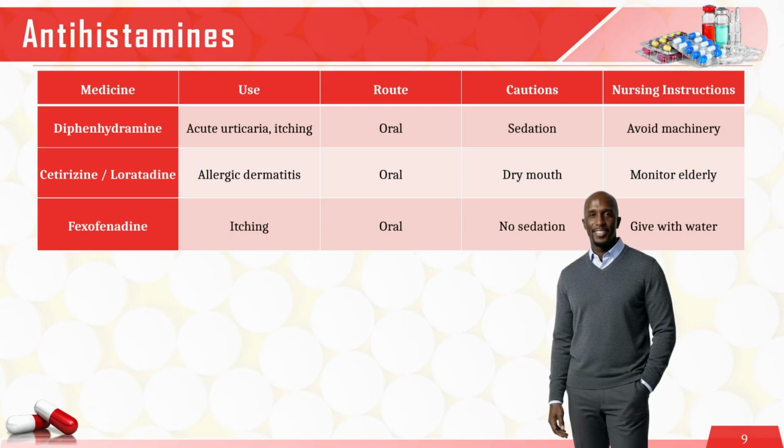For allergic dermatitis, urticaria, and itching, we use antihistamines. Diphenhydramine is used for acute urticaria and itching, administered orally. It works fast but causes sedation, so patients should avoid driving or operating machinery. Cetirizine and loratadine treat allergic dermatitis, also taken orally with dry mouth as a caution, especially in the elderly. Cetirizine and loratadine are non-sedating options. Fexofenadine has minimal sedation and should be given with water, not fruit juice.